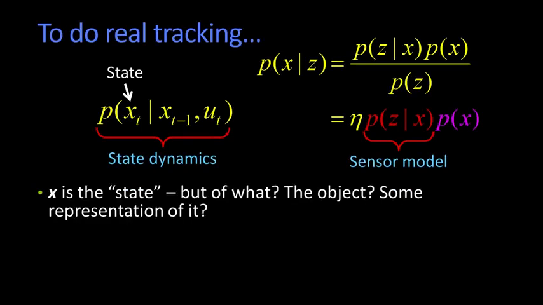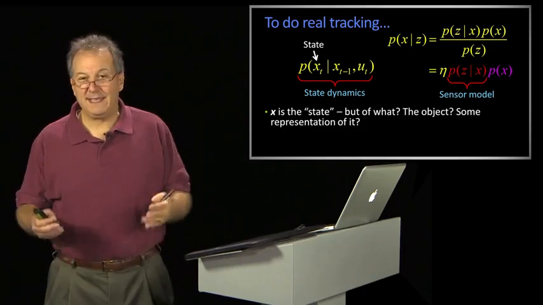So in the math, it's easy. We just write X, and we say X is the state. But the state of what? The state of the object.